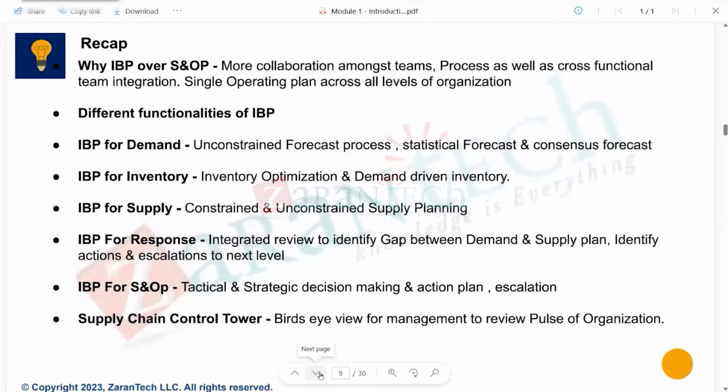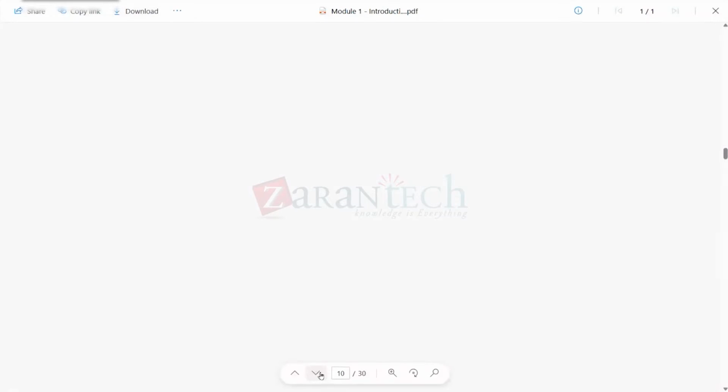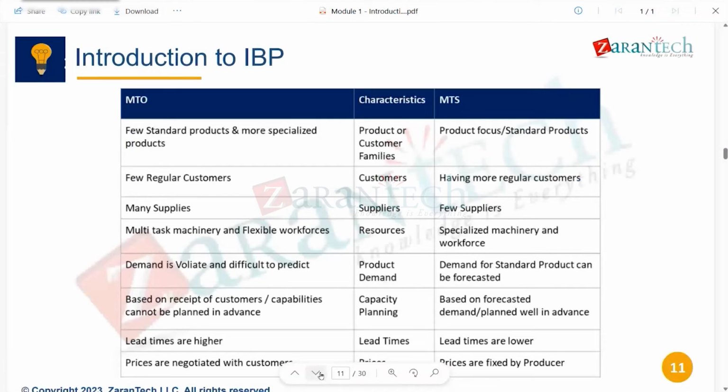Okay, so we move on. There is another slide which I have added because there was a question from Vaibhav yesterday on the MTO and MTS. I tried to explain it a little bit in yesterday's session, but then I thought it's important because this is an extremely important strategy for each and every organization, one which drives all the processes of the supply chain.